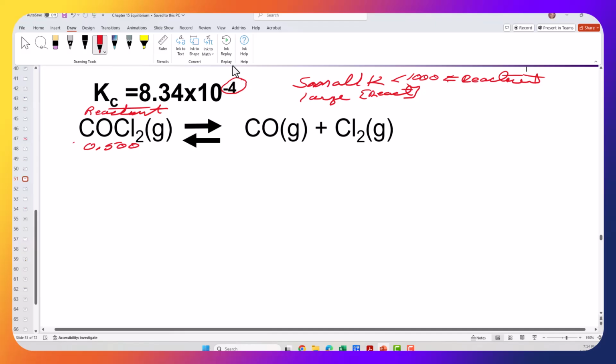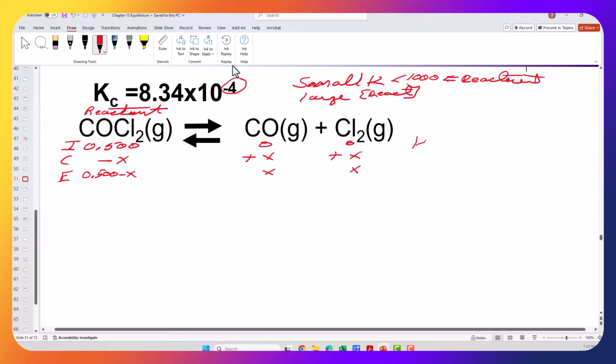Let me show you how this is going to work. I've got my initial concentration. I don't have any products here. My change is going to be minus x, because my coefficient is 1, plus x over here, and plus x over here. At equilibrium, I just add my initial to my change. That'll be 0.500 minus x. 0 plus x is x, and 0 plus x is x.